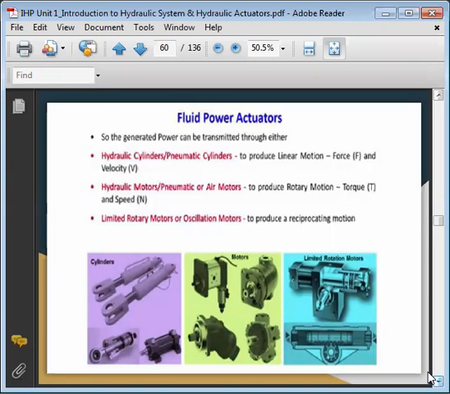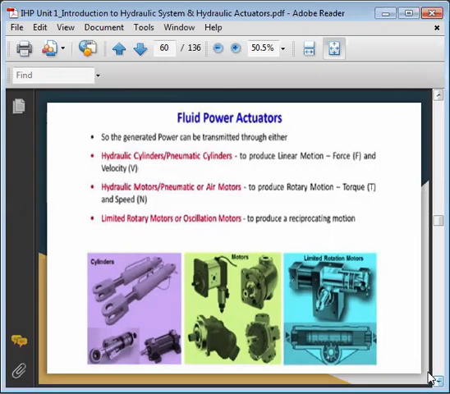And if it is a pneumatic actuator, then remember the pneumatic cylinder, which produces linear motion. Please remember, I have told you about force and velocity. In the case of linear motion, with a hydraulic cylinder or pneumatic cylinder, force is decided by your input pressure, and your velocity is decided by your input flow rate.